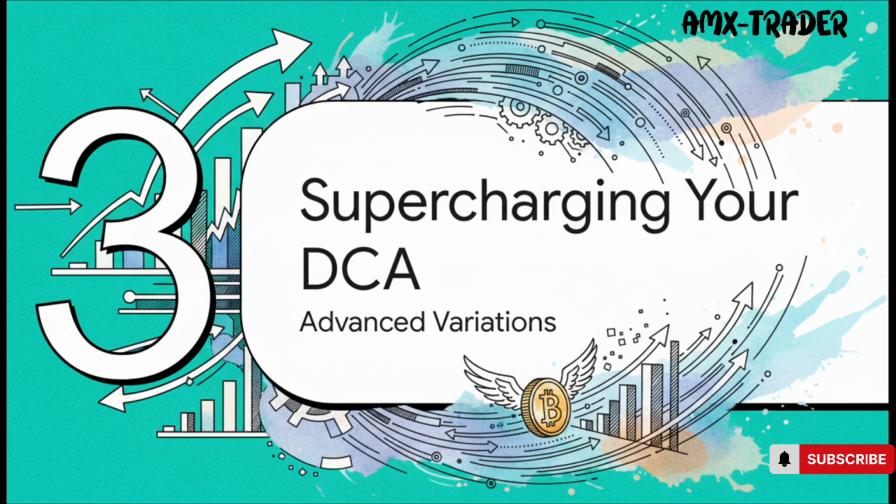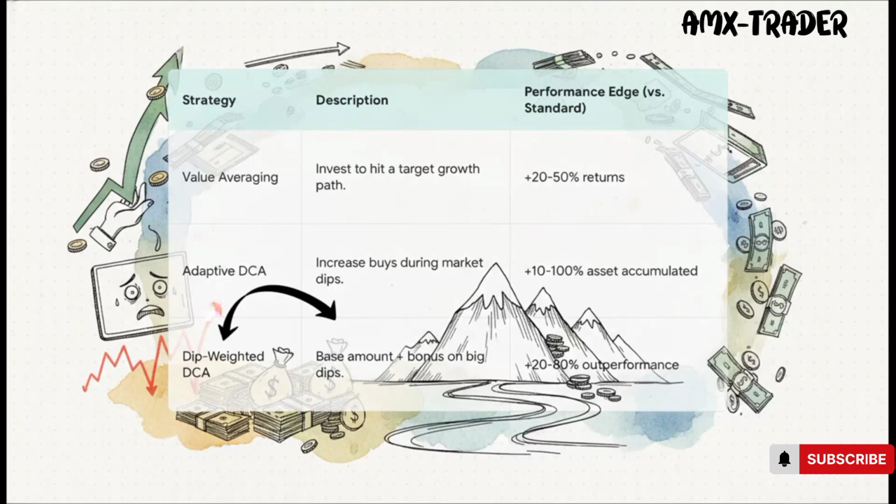That's the idea behind strategies like value averaging or adaptive DCA. These methods can leave the standard approach way, way behind. And here's a quick look at how they stack up. You've got value averaging, which tries to keep your portfolio on a steady growth track. You have adaptive DCA, which uses market fear as a trigger to buy more, and dip-weighted DCA, which is a simpler version of that. But just look at that last column. That's what matters. We are talking about some serious data-backed improvements over the basic strategy.